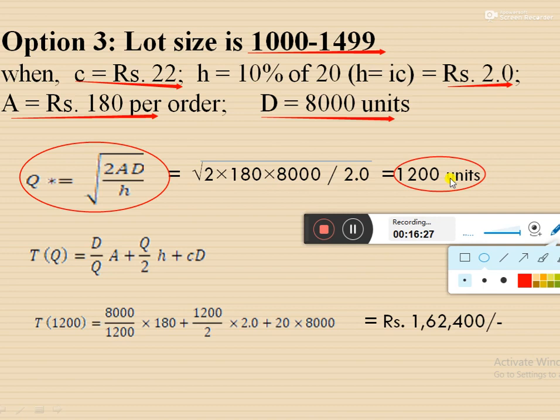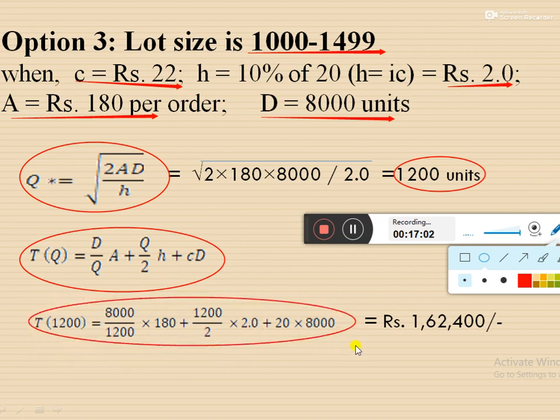As this value, that is equal to 1200 units, falls in this range, that is 1000 to 1499, this solution is feasible. So we can opt this economic order quantity to calculate the total cost of the inventory. So by considering 1200 as the Q or economic order quantity, we would solve this expression to calculate the total cost. By putting all the values in this expression, we would get the total cost, that is equal to 1,62,400.